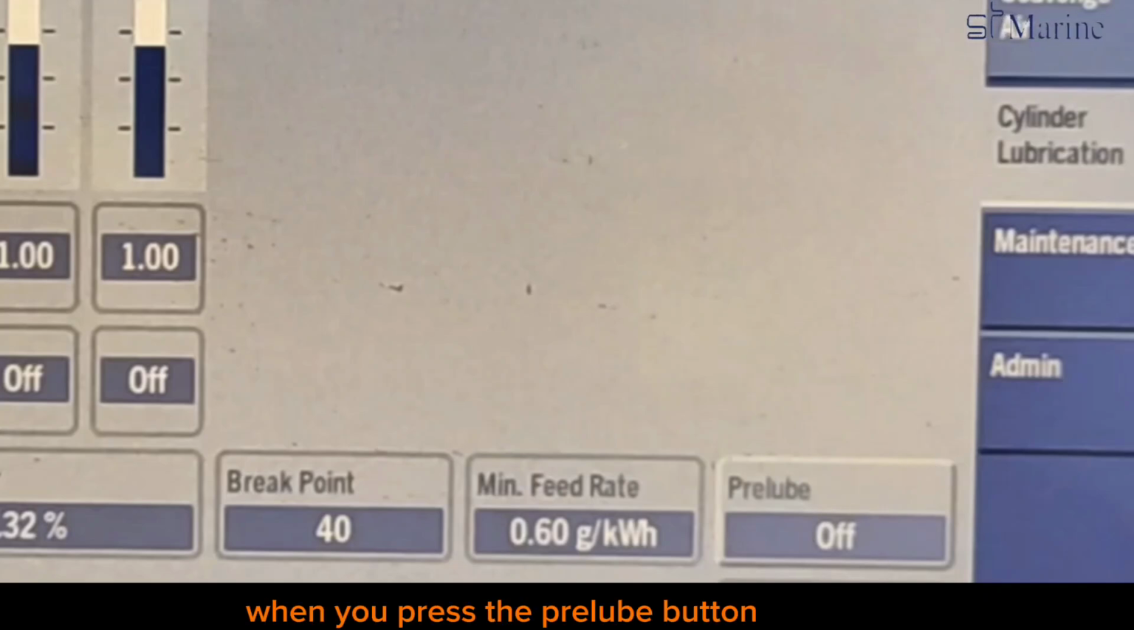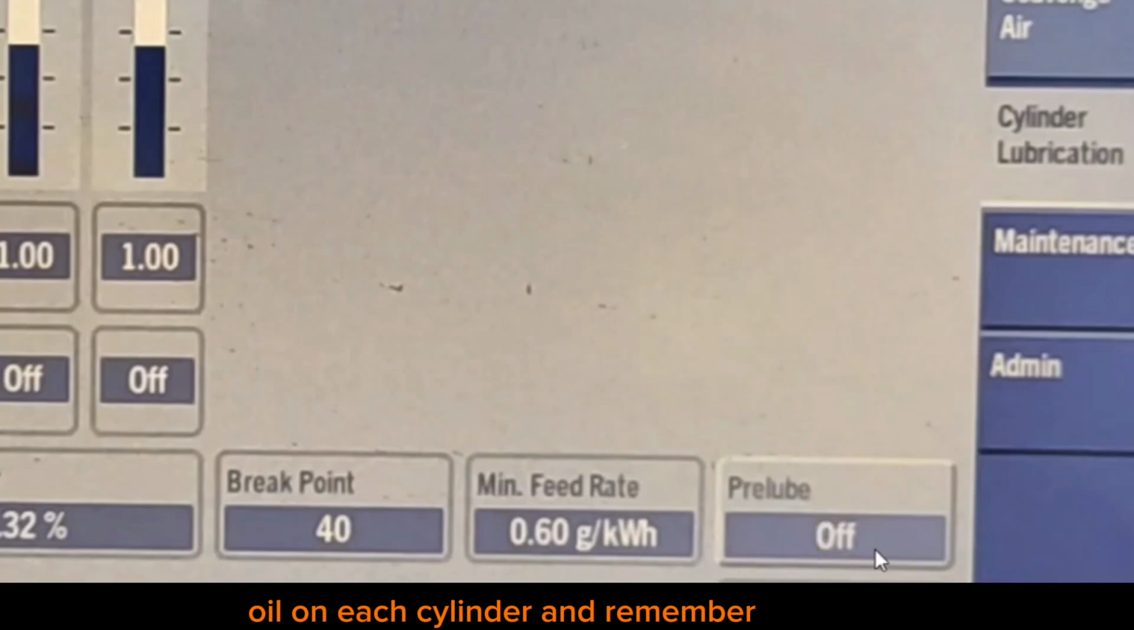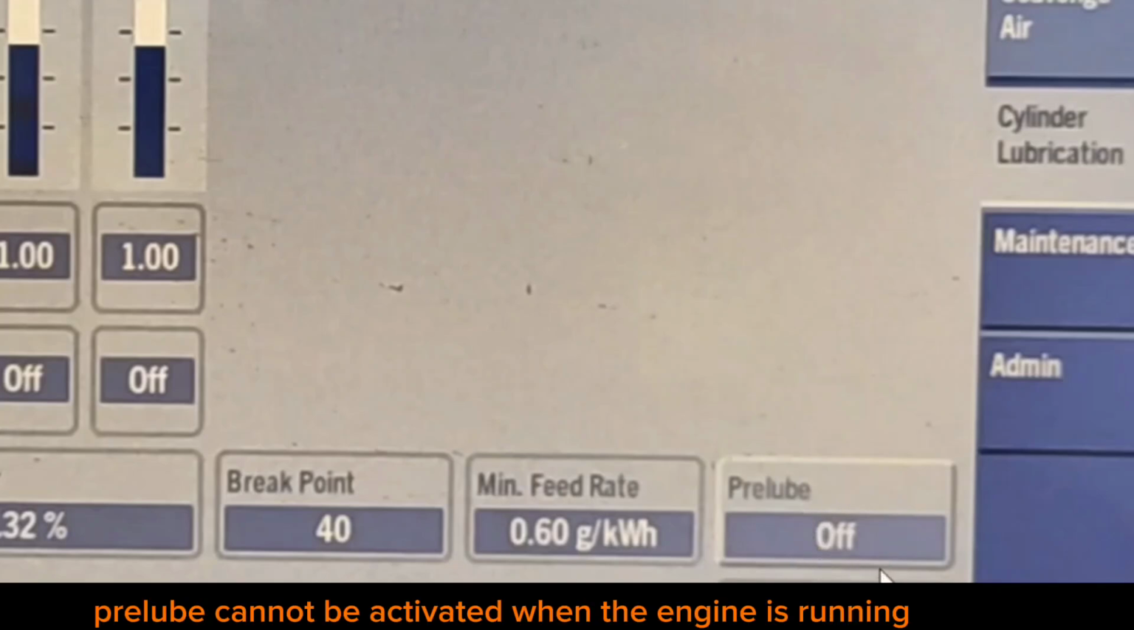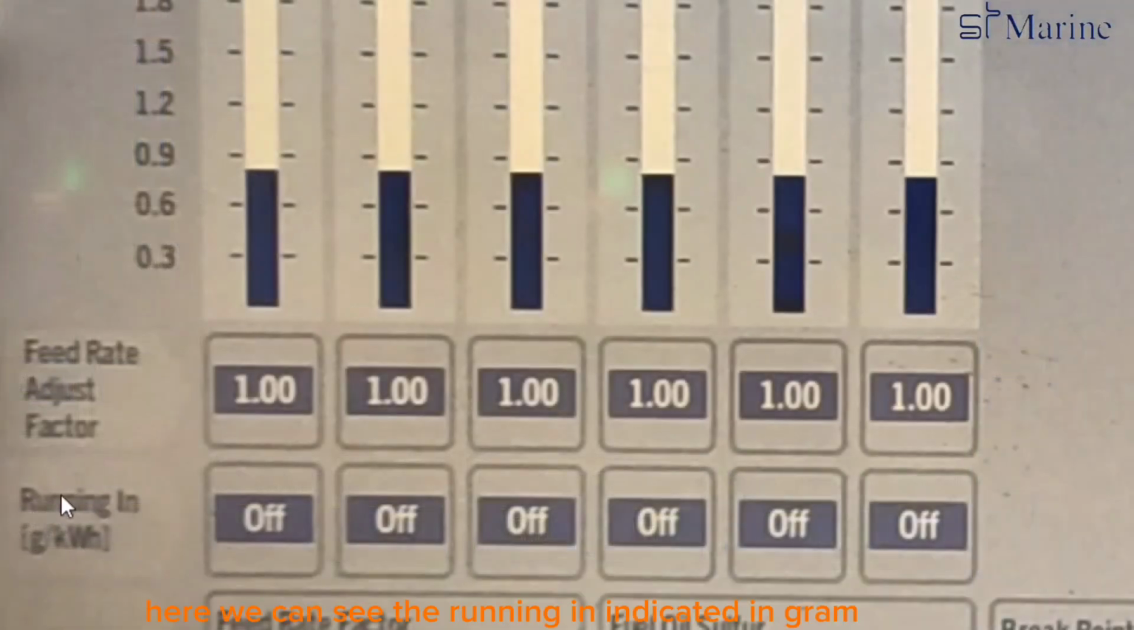When you press the prelube button, the system will make 12 injections of lubricating oil on each cylinder. And remember, prelube cannot be activated when the engine is running. Okay guys, here we can see the running-in, indicated in grams per kilowatt hour. The button is used for the break-in running of new liners and pistons, or after major overhauling of the piston.